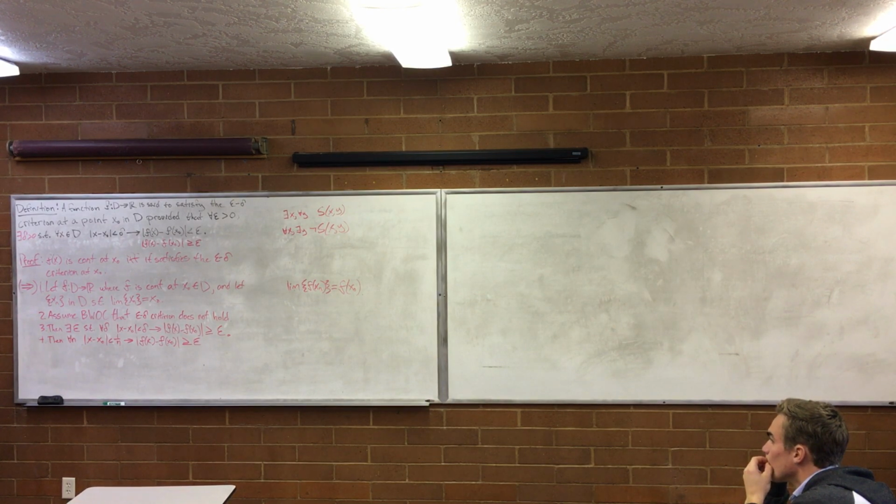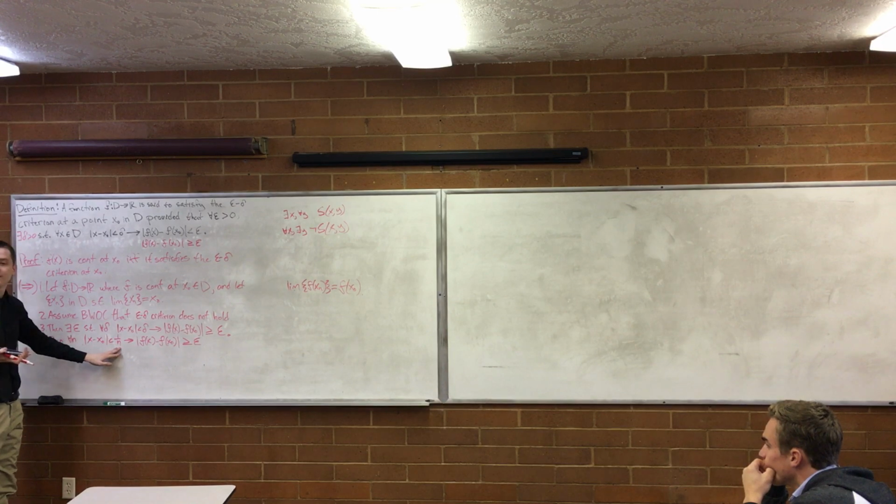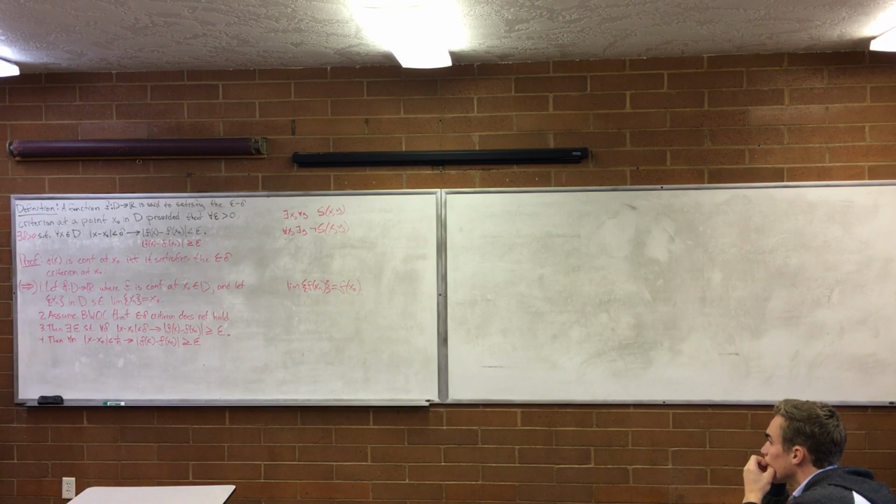Could you just pick a delta? Yeah, so the delta can be 1 over n, and we can use any n in there that we want because we can use any delta that we want. Does that make sense? Yeah. And for all n in the natural numbers, right?